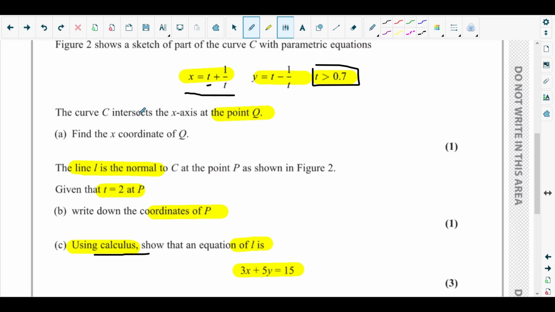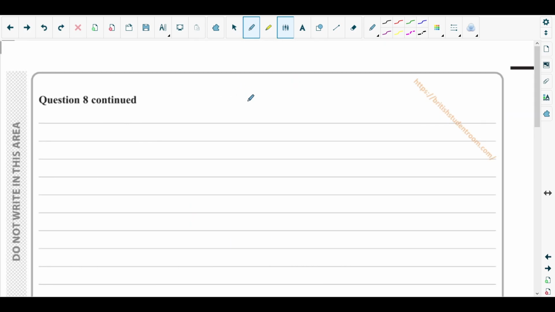If we get the gradient at point P, using that gradient we can find the gradient of the normal. Okay, so x equals t plus 1 over t. At first we need the gradient of the curve.